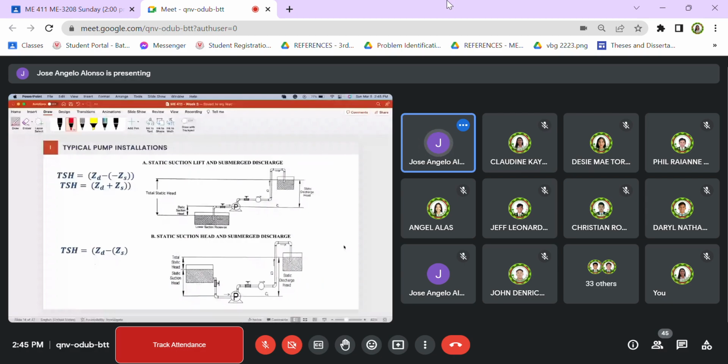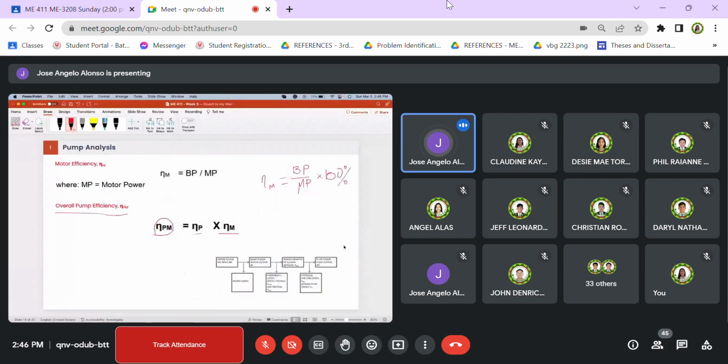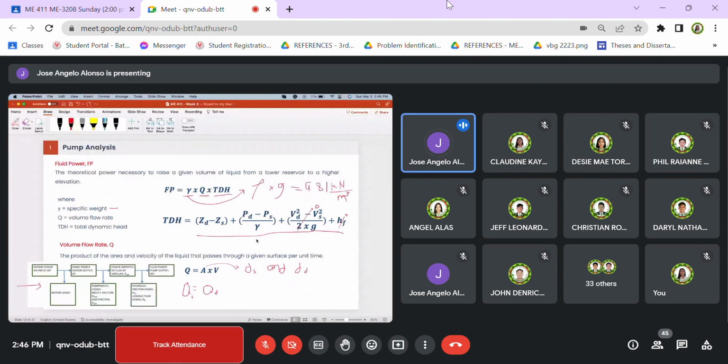Okay, so for the typical pump installations, kanina we discussed already what is the total dynamic head. Ngayon naman, we will discuss what is a total static head. By the way, let's go back to this form para lang hindi tayo malito kung ano ba sa total dynamic head, total static head. Kasi pamaya, we still have another type of parameter in determining or sizing the pump. It's called the net positive suction head.